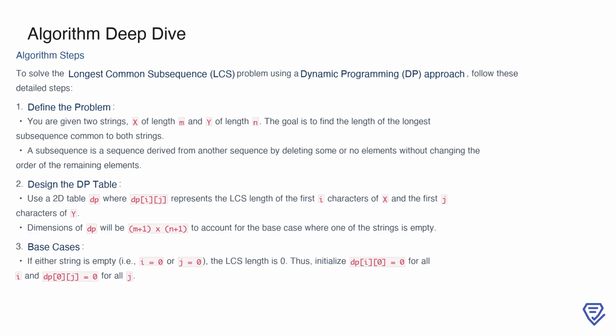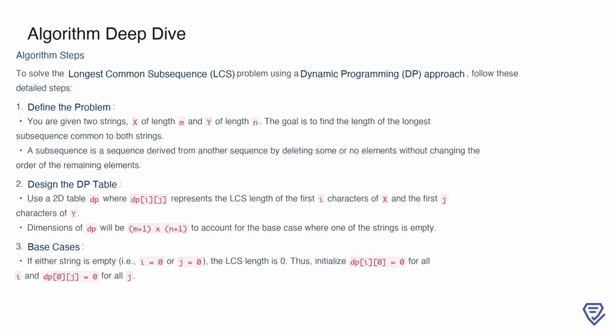To solve the longest common subsequence problem with dynamic programming, we start by clearly defining the problem. You are given two strings, x and y, with lengths m and n, respectively. Your goal is to determine the length of the longest subsequence that is common to both strings. A subsequence maintains the relative order of characters but may skip some elements.